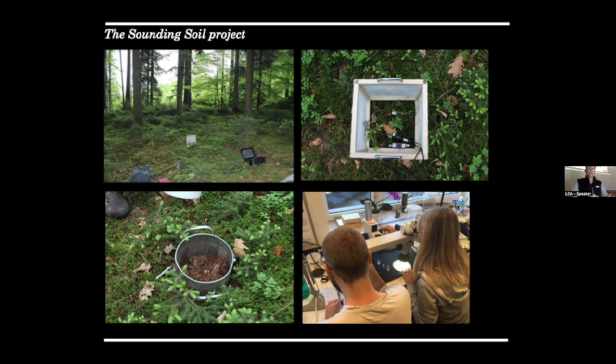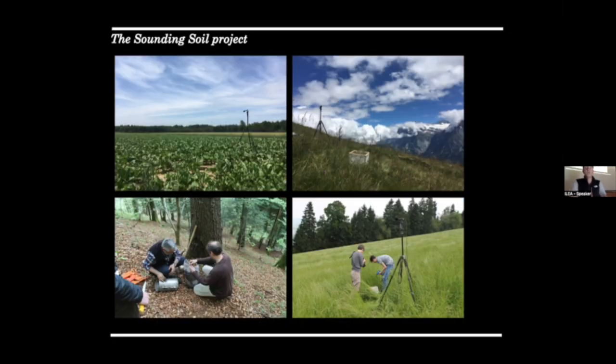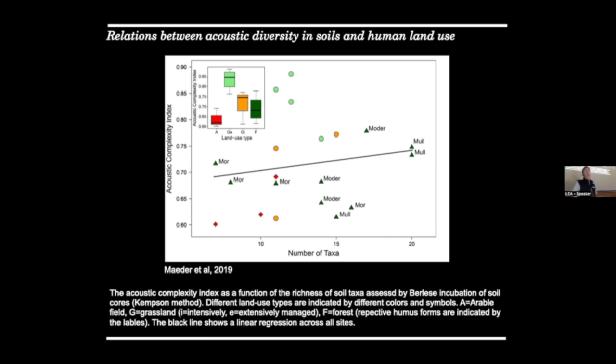So the sample was brought to the lab, the animals extracted from the sample, and the species identified and the individuals counted, so that we got an idea of what we were hearing in the different soils. So also here, you see, we've been in arable land, we've been in the mountains, in forests, and also grasslands. And the astonishing thing was, and here comes quite the scientific graph, but the astonishing thing is that little red square.